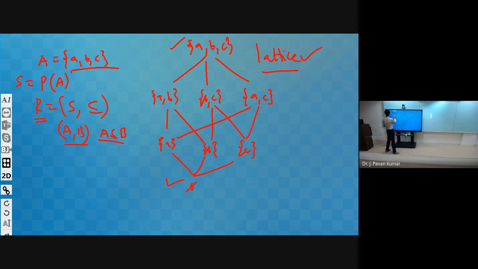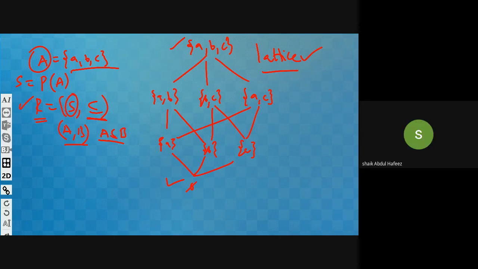So whenever you consider this kind of relation, where the set is the power set of another set and the relation is subset or equal to, then we can consider it a lattice irrespective of the number of elements in the given set. Understand? If A contains 4 elements, it is a lattice. If A contains 9 elements, then also it is a lattice. Why? Because we will have the greatest element and the least element in the corresponding Hasse diagram. Got it?